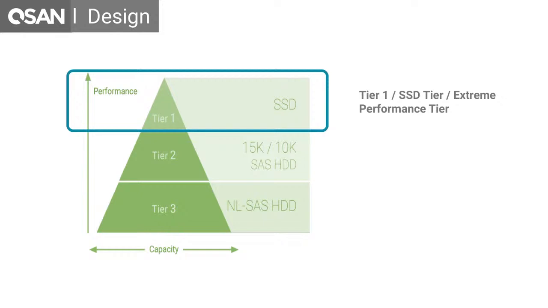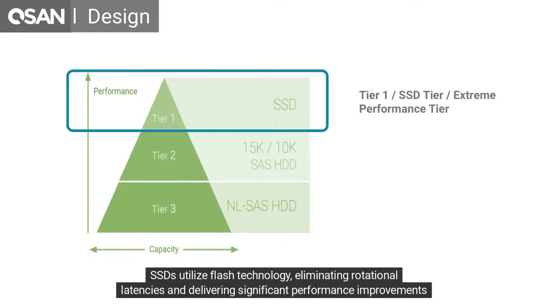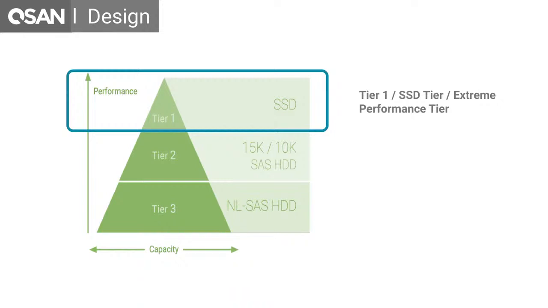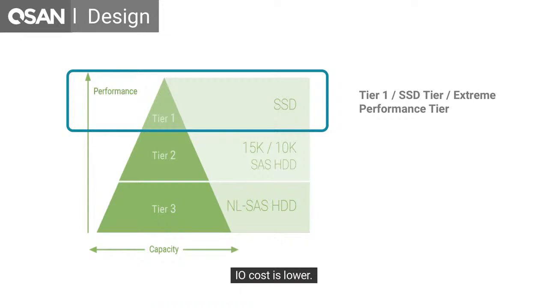Tier 1. Choose SSD tier for storage when fast response time and high performance are crucial. SSD utilize flash technology, eliminating rotational latencies and delivering significant performance improvements and energy savings. Although SSD drives have a higher cost per gigabyte compared to traditional spinning drives, their per I/O cost is lower.